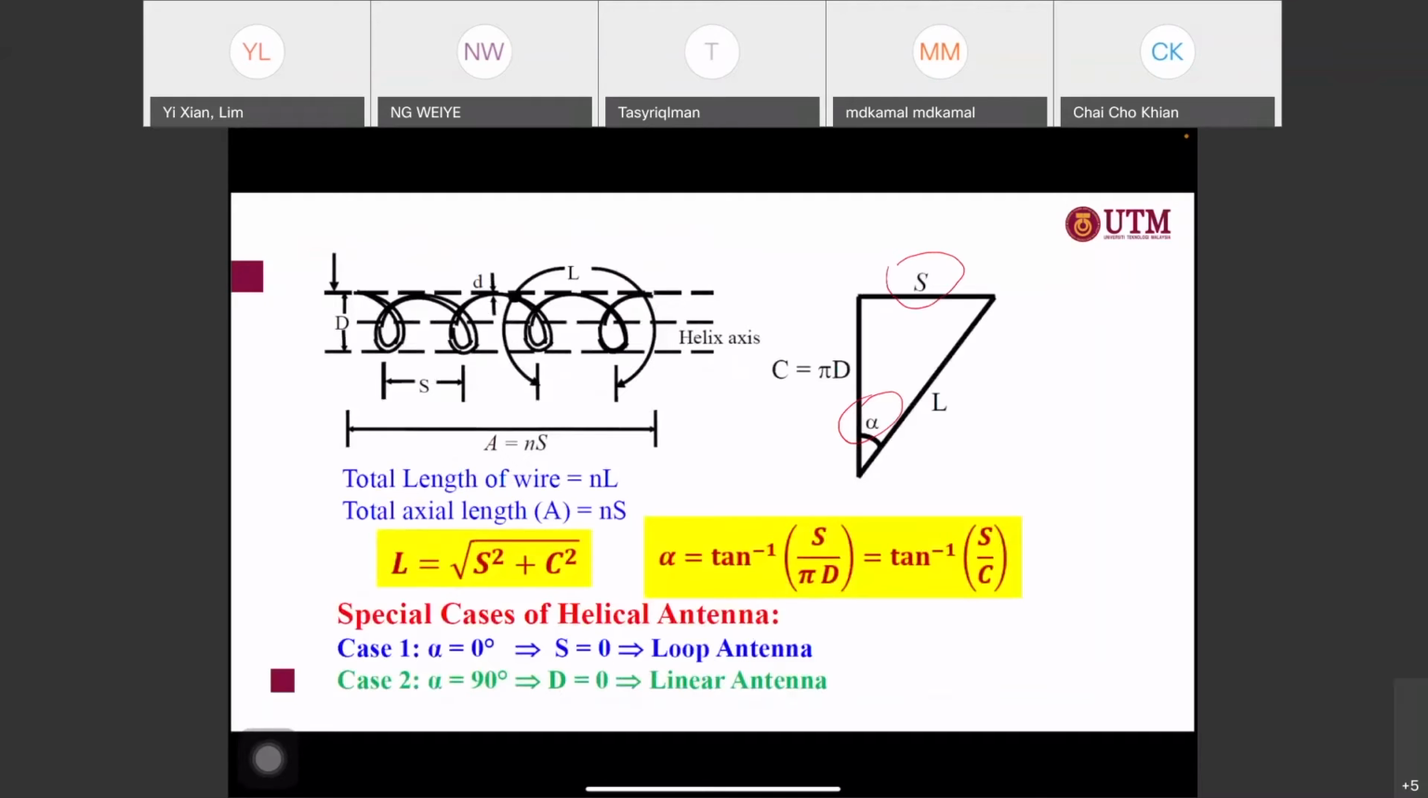This is your separation S. This is the total length L naught. This is your circumference, and circumference is C equals pi D, where D is the diameter of your helical antenna. So you can find all these values.